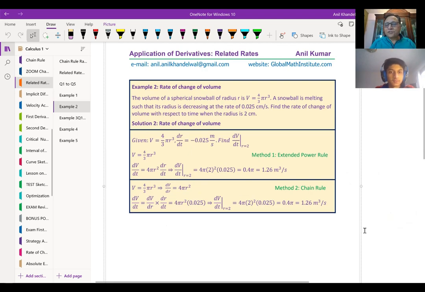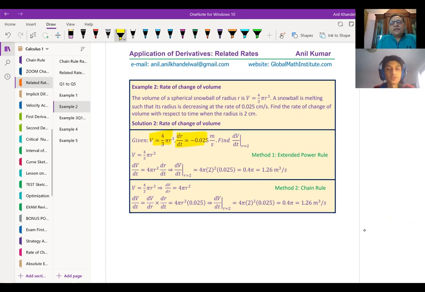Read the question. The volume of a spherical snowball of radius r is V equals 4/3 pi r cubed. A snowball is melting such that its radius is decreasing at the rate of 0.025 centimeters per second. Now look here. As soon as you see decreasing, it is minus 0.025. You get the idea? That would be the negative radius rate, right, sir?